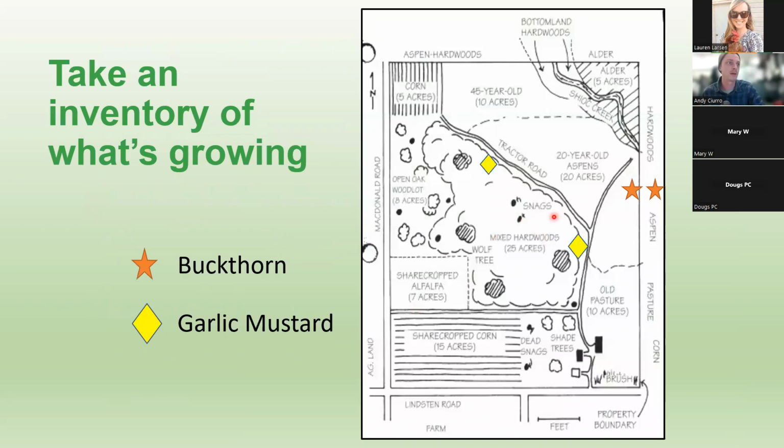Here's an example. This is kind of a cute map, hand drawn. You can hand draw something like this. In this example, the diamonds are suspected garlic mustard infestations, and the stars are buckthorn. You can incorporate other information so that you can use a map for different purposes, such as timber management. It can be really simple. It doesn't have to be anything fancy.